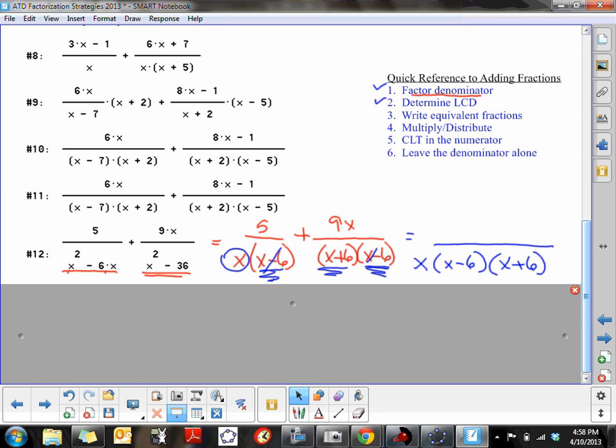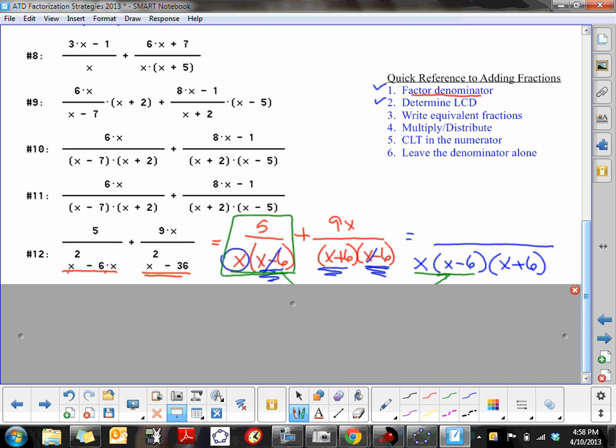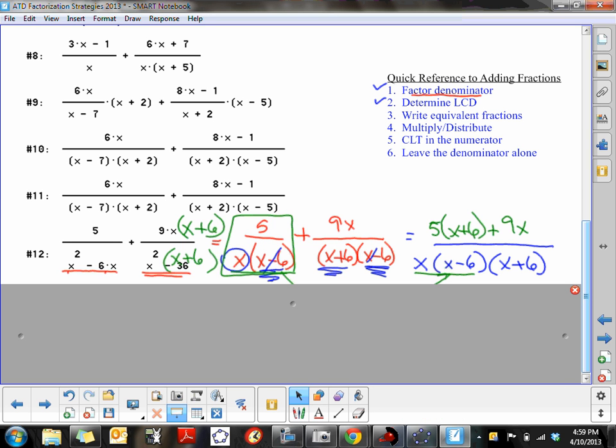Go back and take a look at your original fractions and their denominators and compare them to your least common denominator. So we have an x and an x minus 6. So they're already in common with this. What it's missing is the x plus 6. So in essence, we have to take the top and bottom times x plus 6, x plus 6. So it's going to be a 5 times x plus 6, then plus, then we got 9x, and now I'm getting ready to figure out what I have to multiply the 9x times.